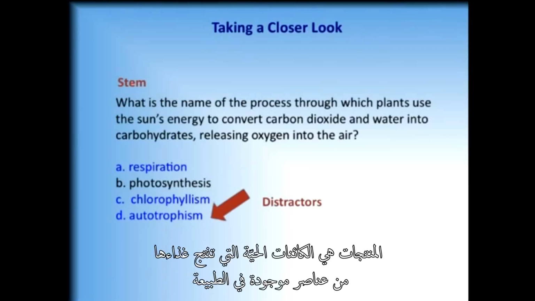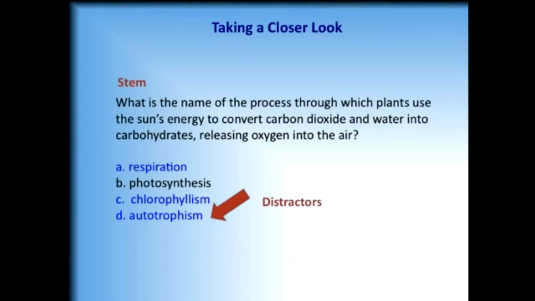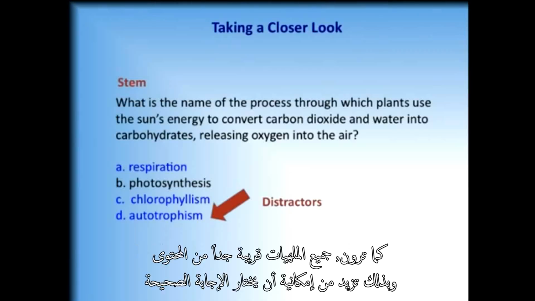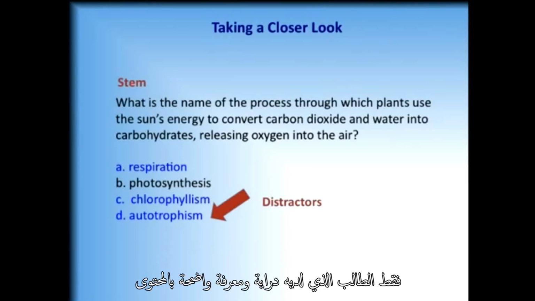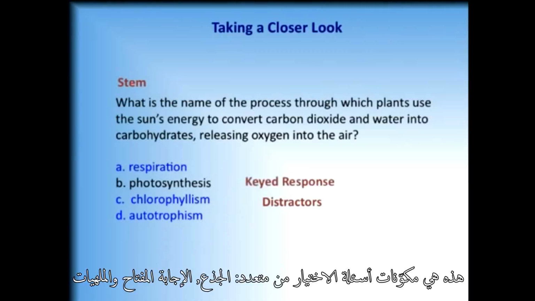Autotrophs are organisms that produce food from elements in the environment. Green plants are autotrophs that produce food through photosynthesis. As you can see, all of the distractors are closely related to the content, thus increasing the likelihood that only those students with a clear understanding of the content will select the correct answer. These are the components of a multiple choice question: the stem, keyed response, and distractors.